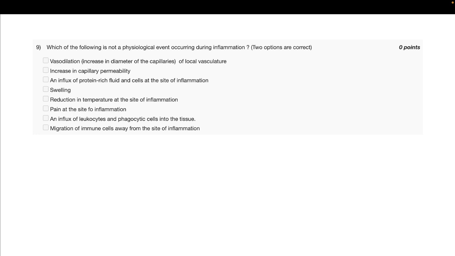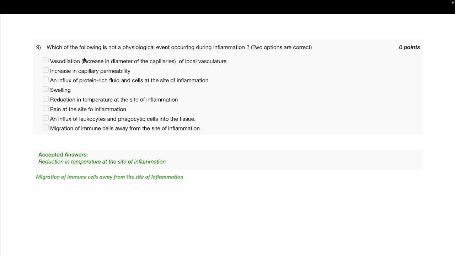Right, during inflammation, there is a migration of immune cells to where the inflammation will take place. And also during inflammation, there is an increase in temperature, whereas they are given reduction. So both of you are correct. The right option is reduction in temperature and migration of immune cells away, because these two events definitely do not occur.